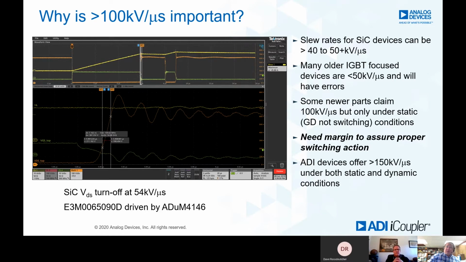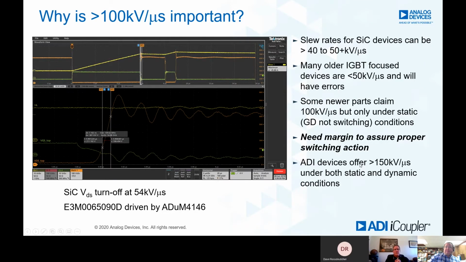And then, of course, as every engineer knows, you want some margin. Just because it doesn't cause problems under normal operation, you may want even more room for immunity, because if you have fault conditions where the circuit impedances change, you can get even larger common mode transients, and you want your gate drive to still behave properly under those conditions. So with new devices, you really want 150 kilovolts per microsecond to make sure the gate drive does what you want when you want it to.